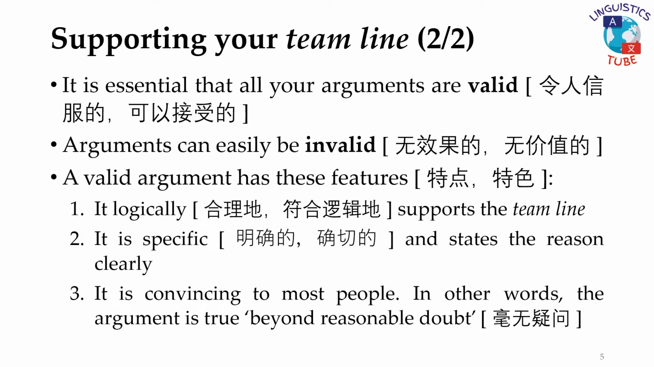Finally, in order to be valid, a majority of people must consider the argument to be convincing. Another way to say this is that the argument must be considered true beyond reasonable doubt. This is a term often used in criminal trials to decide whether or not someone is guilty of committing a crime. Similarly, in order to convince your audience that your team's team line is more valid than the other team's team line, all of your arguments will need to be convincing beyond reasonable doubt.